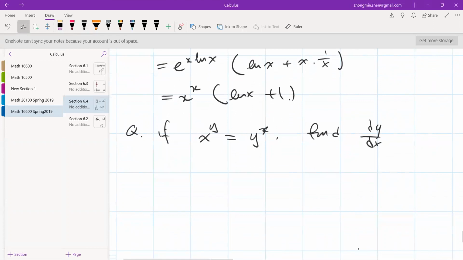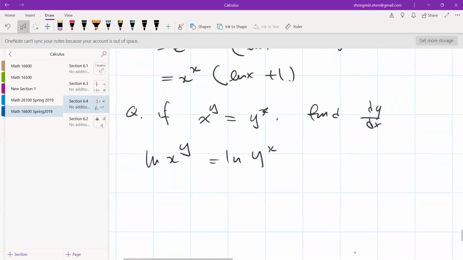What is the best way to solve the problem? I think we should put a natural log on both sides. Okay, that helps you a lot. That's y natural log of x equals x natural log of y. Then it's a product of two functions.